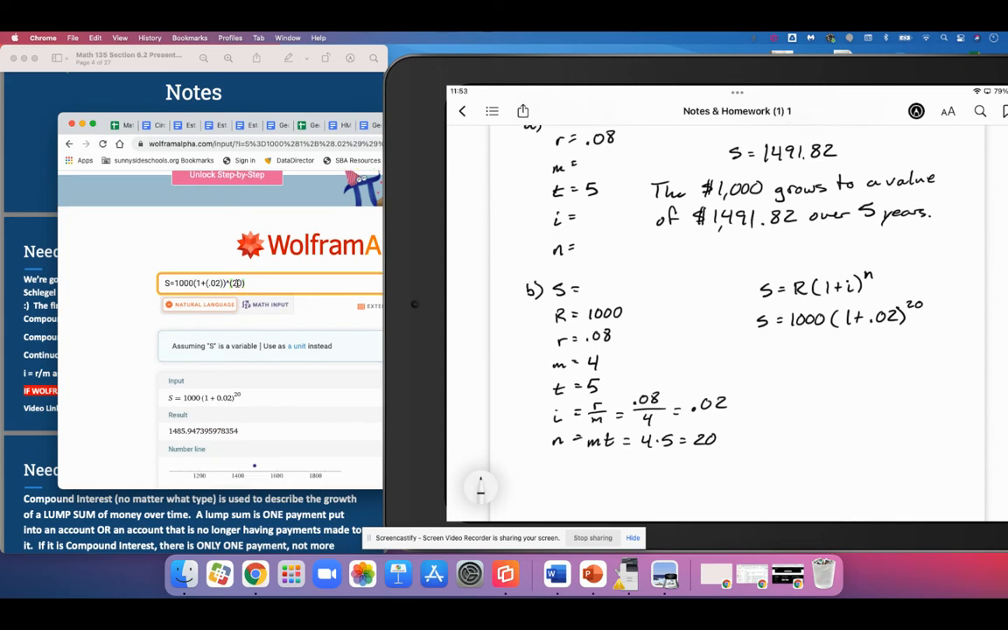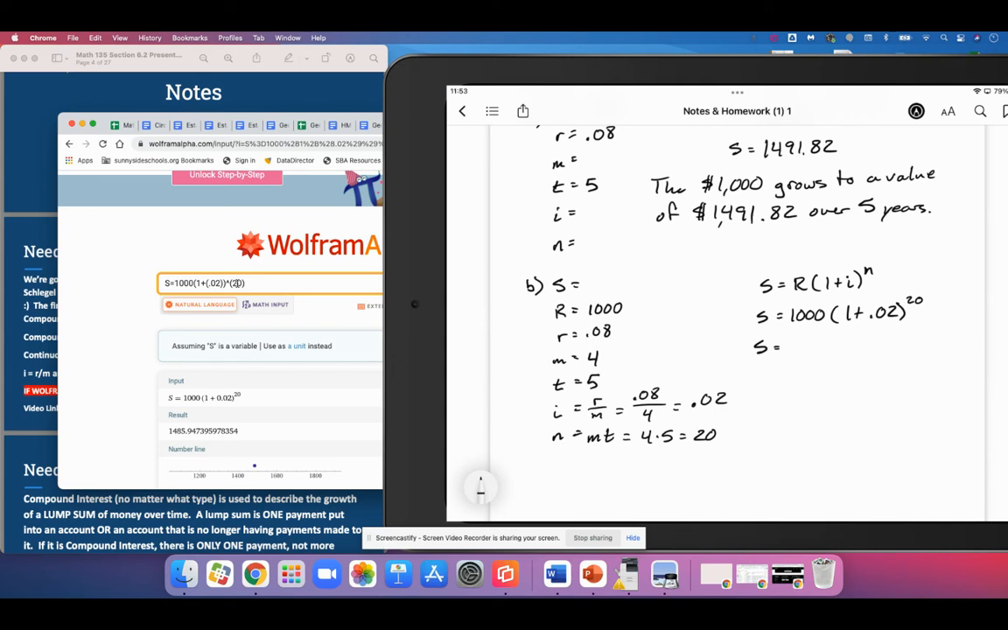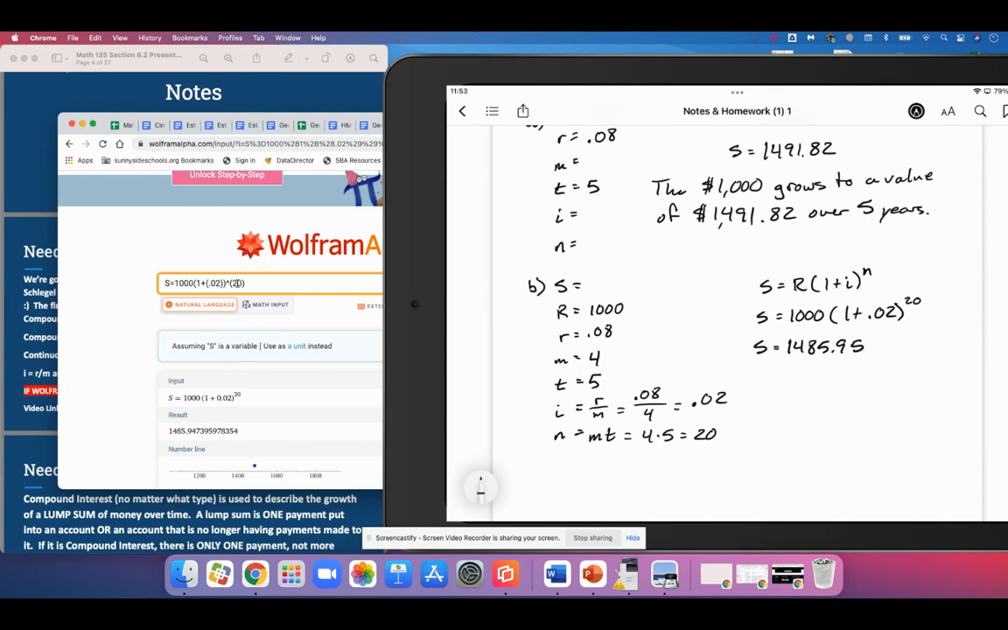In this case, the value of the investment would be $1,485.95. So the $1,000 would grow to a value of $1,485.95 in this scenario.